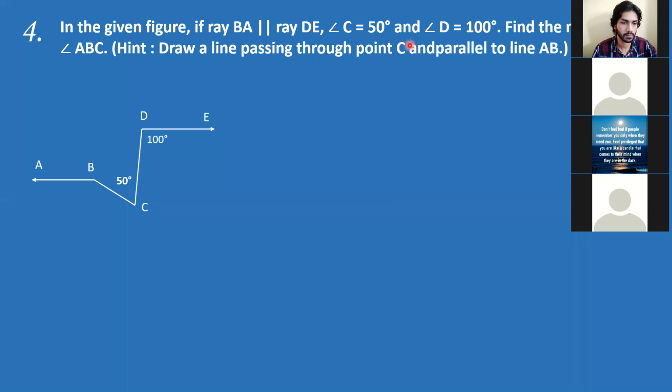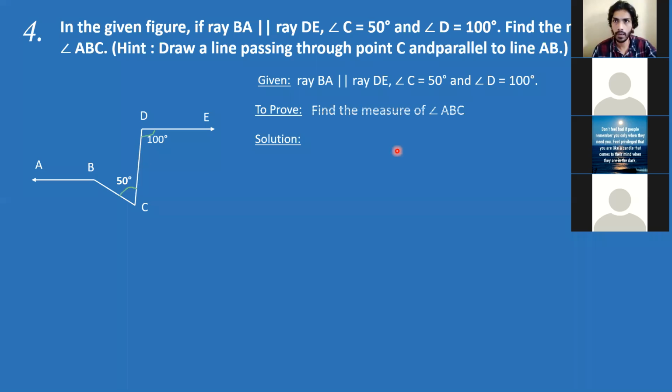In the given figure, if ray AB is parallel to ray DE, angle C is equal to 50 degrees and angle D is equal to 100 degrees. Find the measure of angle ABC. Hint: draw a line passing through point C and parallel to line AB. All right, thank you so much. So this is our question, and the given and the to prove, I'll write it for you. You have to write the solution.